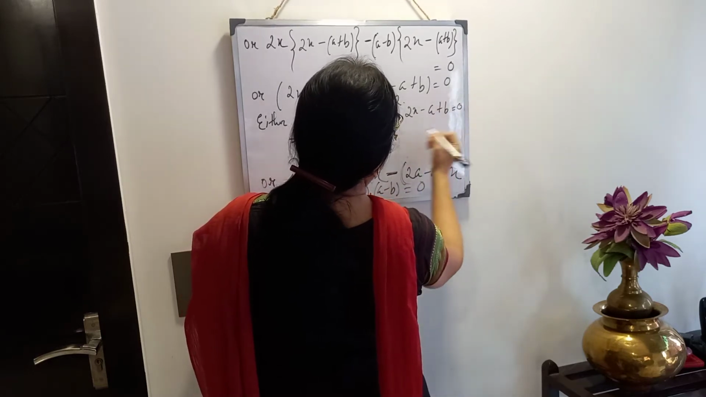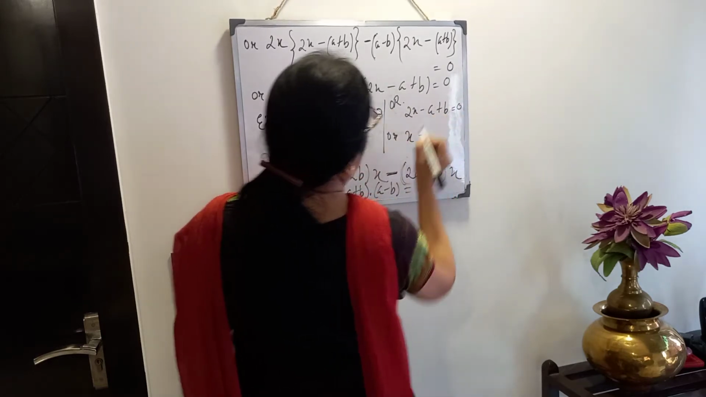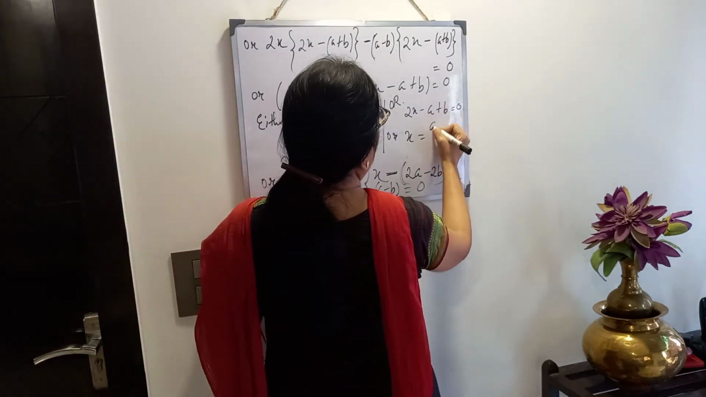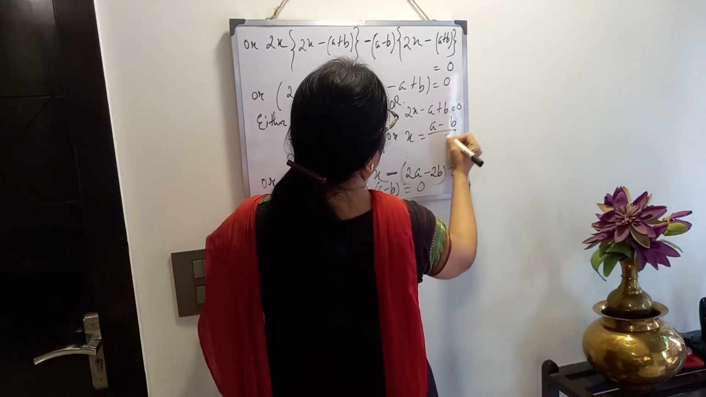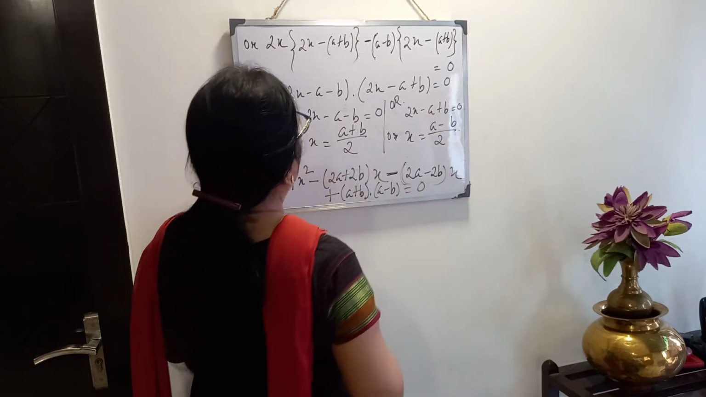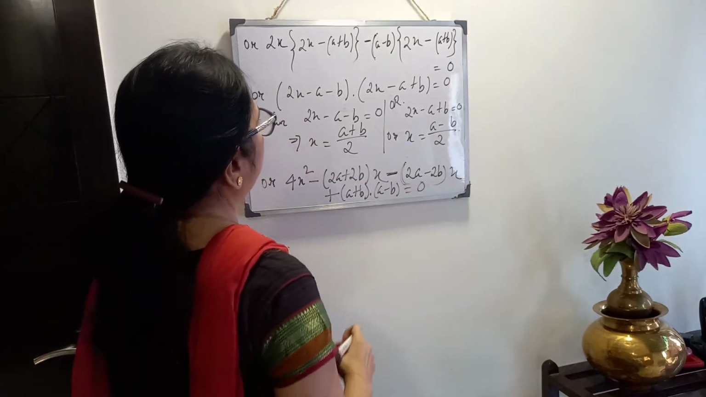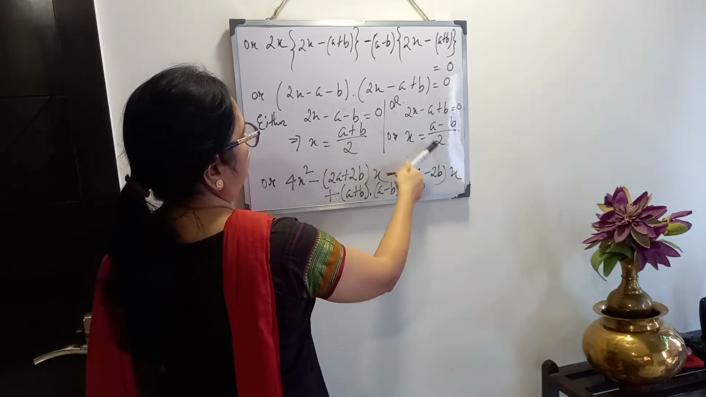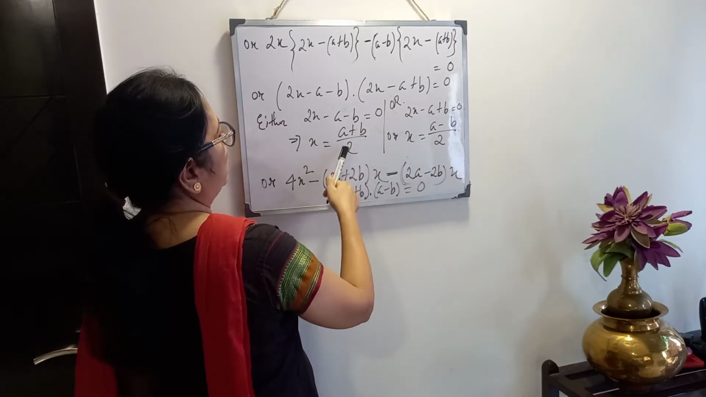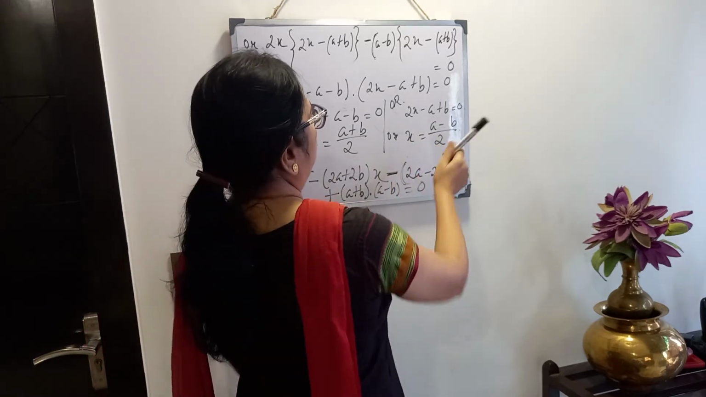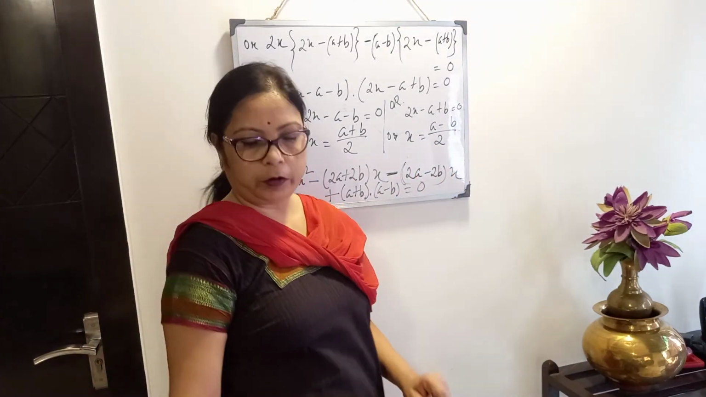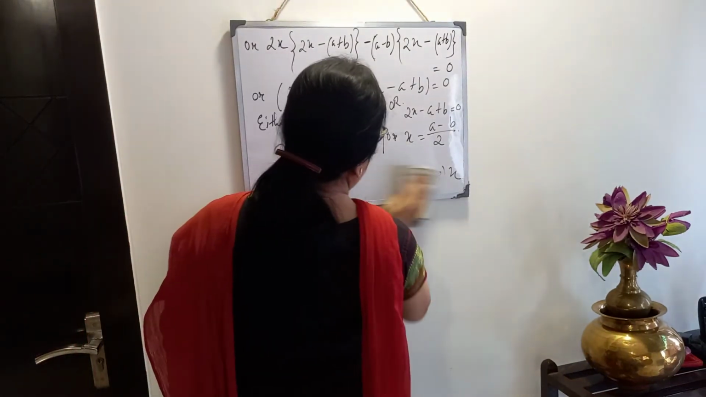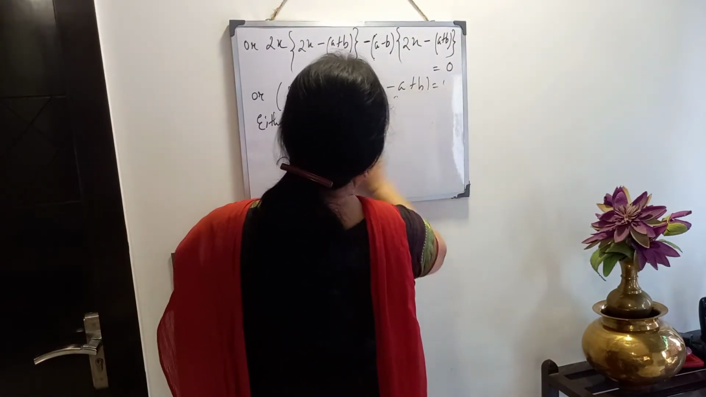If we go that side, then a will be positive and b will be negative. So it will become a minus b by 2. So after solving the quadratic equation, you have noticed now we are getting 2 roots or 2 values of x. Clear? One is a plus b by 2 and another is a minus b by 2. These two are the solutions.